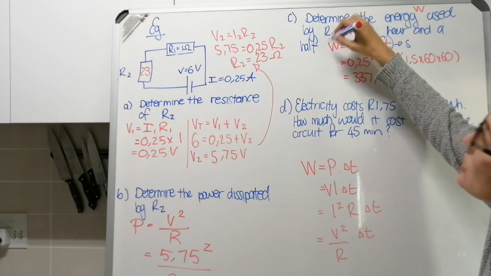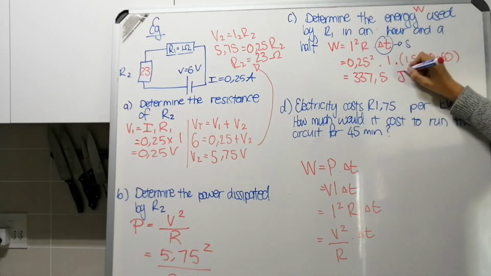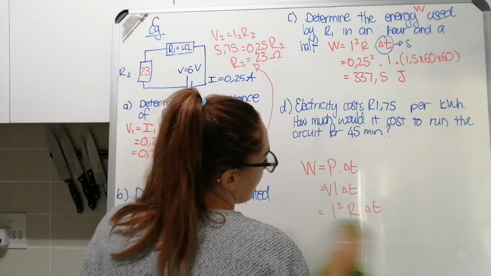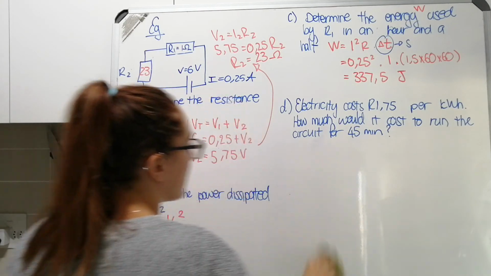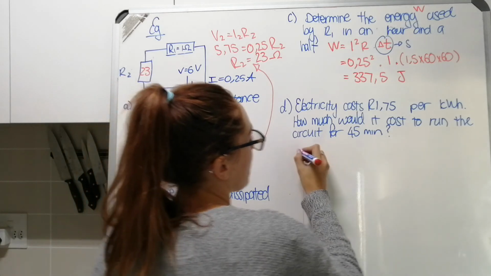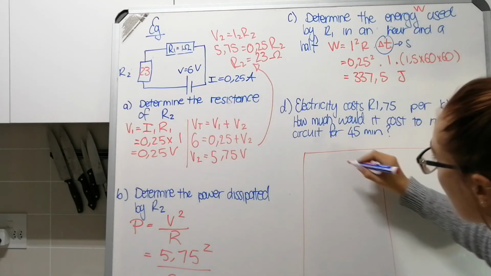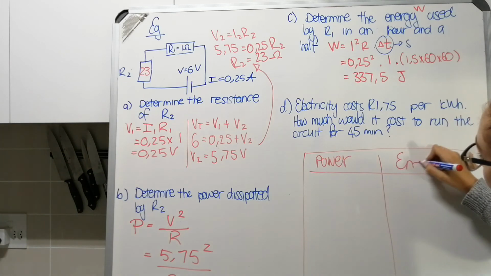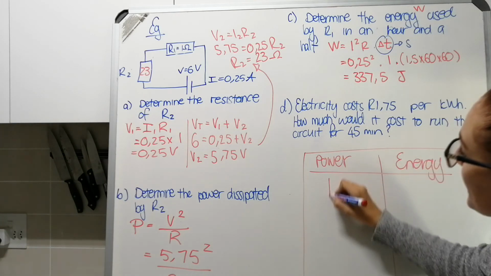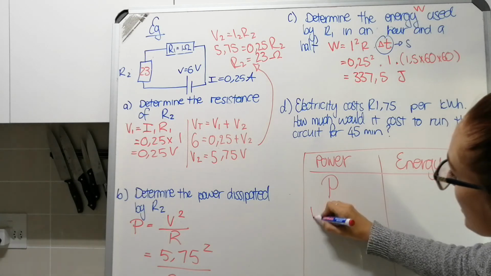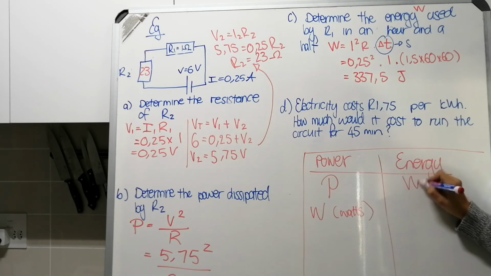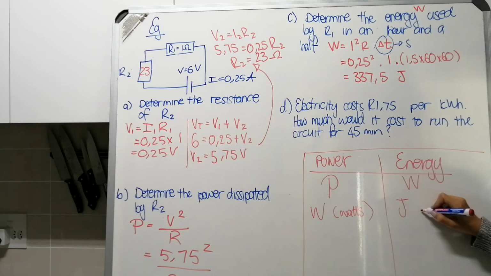Okay, and energy, which is W, is measured in joules. Please don't get mixed up there. I'm actually going to just quickly use this space before we do the last question. Power versus energy. Power, the symbol is P, the units are watts. Energy, the symbol is W, the units are joules. Don't get these mixed up.